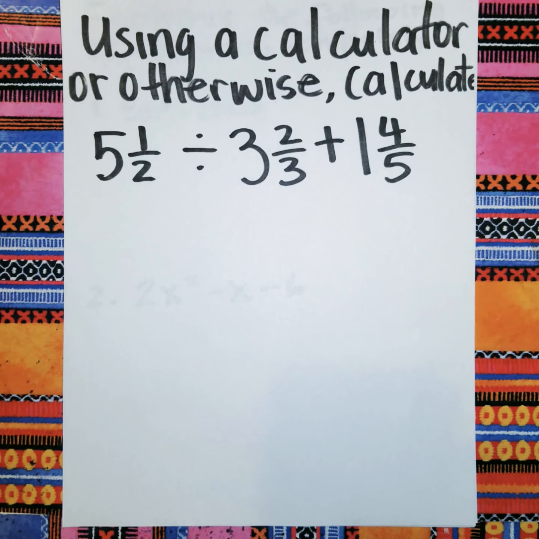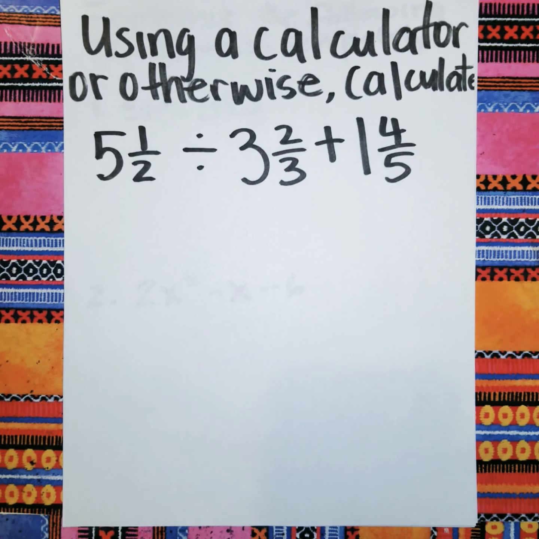I appreciate that. So for the first question, it comes to us from the CXC past paper question from 2018. So let's get right on with it. The first one comes to us from fractions. Using a calculator or otherwise, calculate 5.5 divided by 3 and 2/3 plus 1 and 4/5.